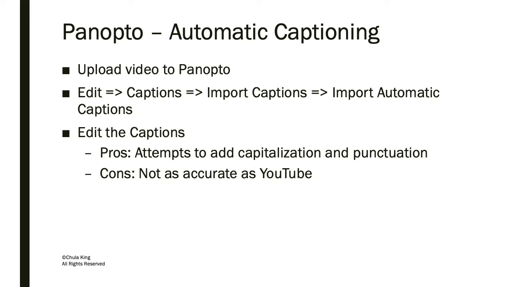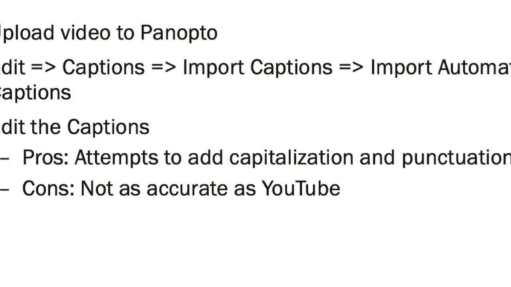Once the automatic captions have been added, the next step is editing them to achieve accuracy. From my experience, the main benefit of the Panopto automatic captions is that Panopto attempts to add capitalization and punctuation. However, I don't think that the captioning is as accurate as those produced by YouTube, at least for the way that I speak, and the capitalization and punctuation is often lacking. Let me illustrate how one edits captions in Panopto using the MP4 from this slide.